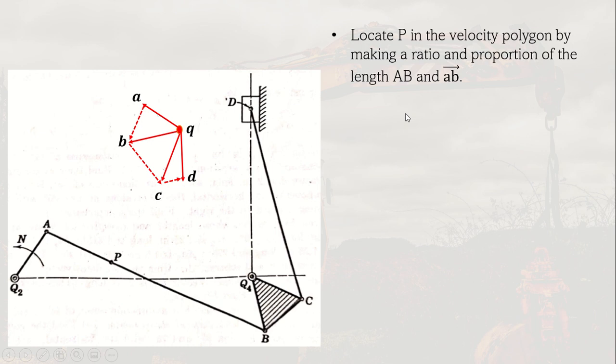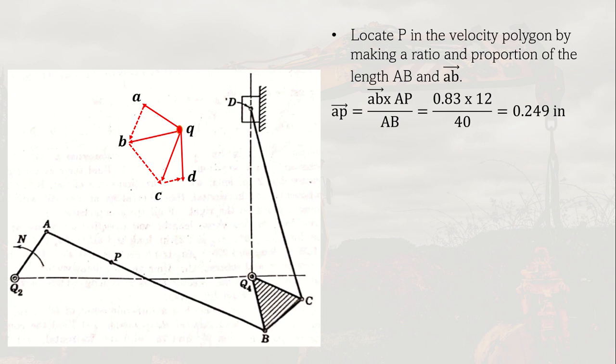Therefore, if we wanted to locate P, we locate P in the velocity polygon by making a ratio and proportion of the length AB and AB. So this link AB here and this link AB. So we can get P by doing a ratio and proportion. Somewhere here lies point P. So by ratio and proportion of these two lines, we can get AP at a distance of 0.249 inch from point A. So AP from A to P is 0.249 inch. So that's why we have it here, point P. So as you can see, we also have APB in the actual drawing.